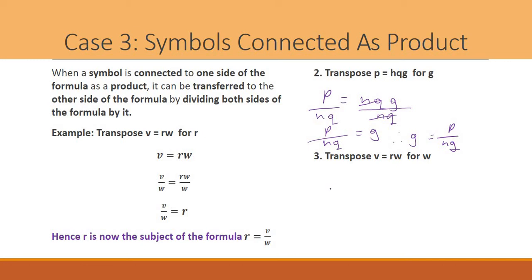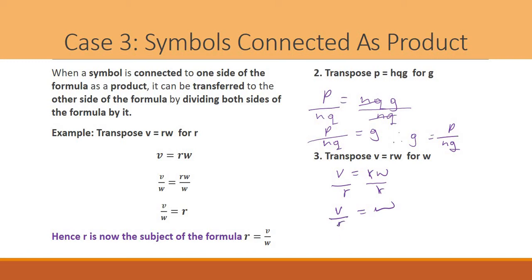So we know that V here is equal to RW. This time around, we want to make W the subject. So W is being multiplied by R. So in order to transfer this R to the other side, we just do the opposite, which is to divide both sides by R. Dividing both sides by R, clearly here R will cancel out R. So what we have on the right is W, and on the left we have V all over R.